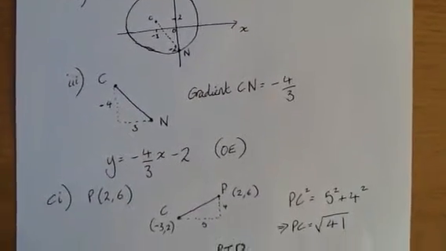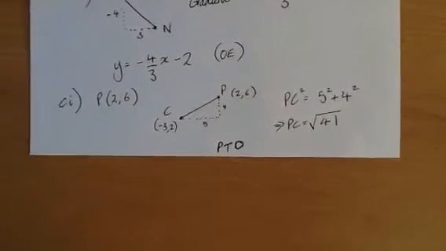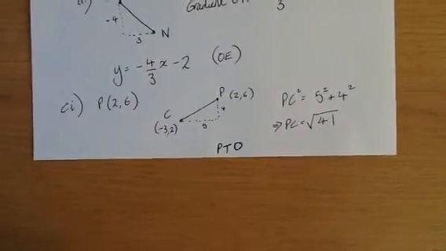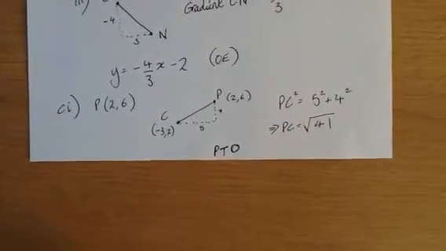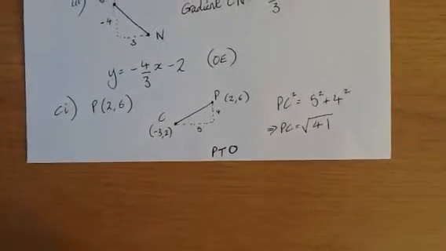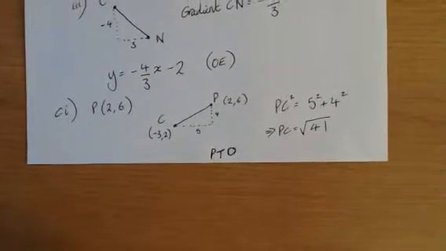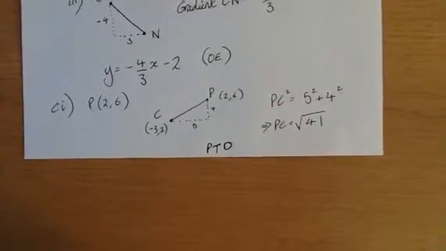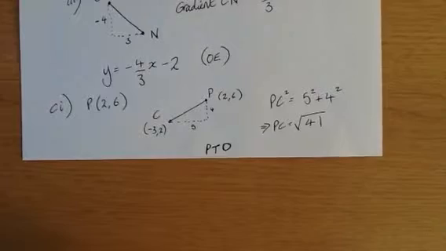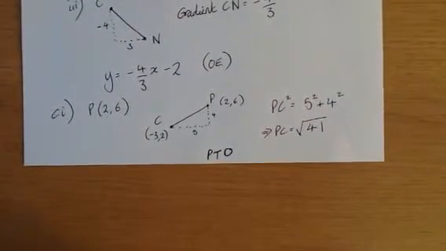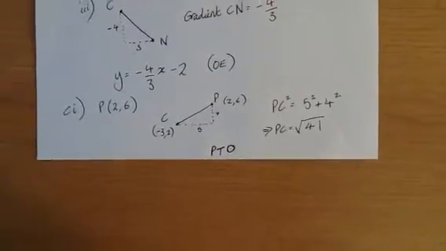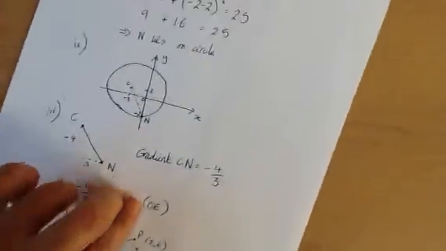will gain you full marks. For C1, again, I always find the sketches very helpful, and you'll apply Pythagoras, so the change in the vertical is 4, the change in the horizontal is 5, so therefore PC squared must equal 5 squared plus 4 squared, and so PC is the square root of 41. Again, that gets you full marks for that part of the question.